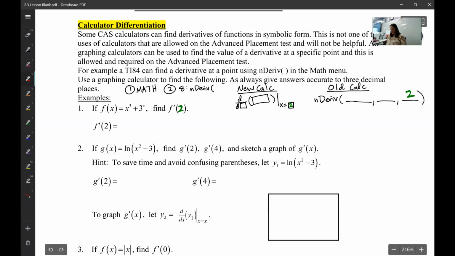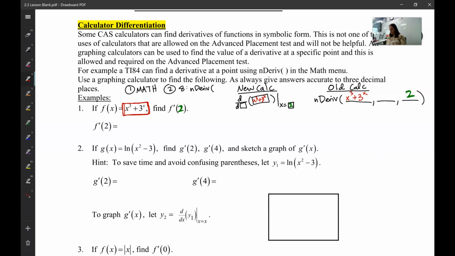Next one, here's our equation. Your equation is what goes in this box. So you type that into your calculator in that box. If you have an old calculator, that's what you're going to type in to the first part. And then you would do comma.